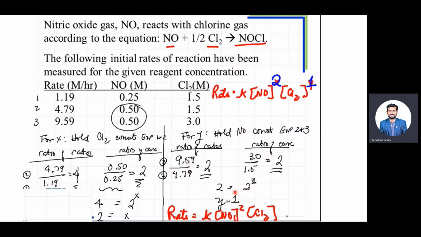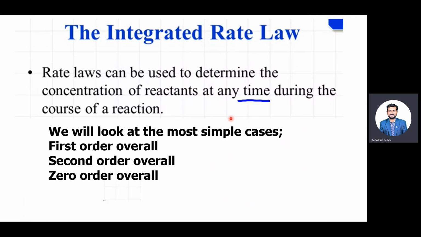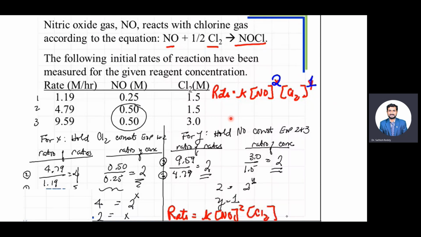Then y is equal to 1. Y is the power we have to find out. Then rate is equal to K, NO2 squared and chlorine to the power 1. We can get the overall order of the reaction as 3. Like that, we have to find the order of reaction by using experimental results, not by any equations.